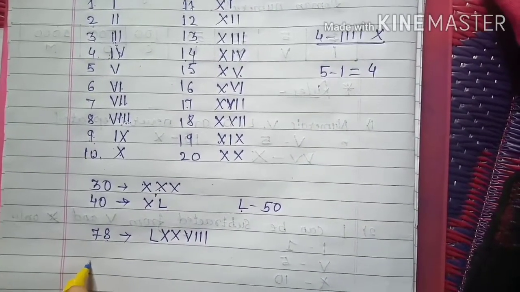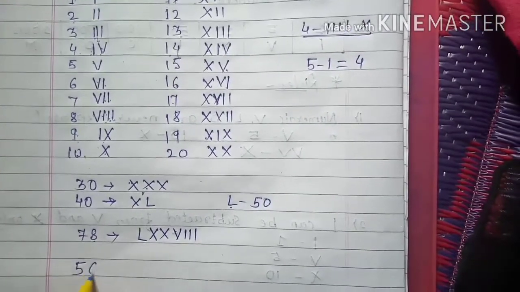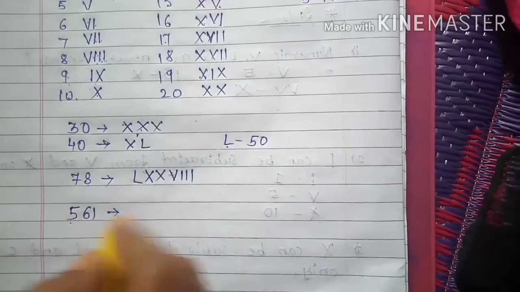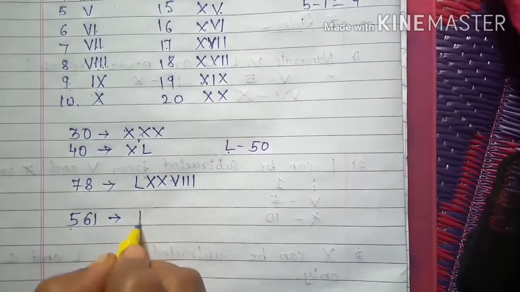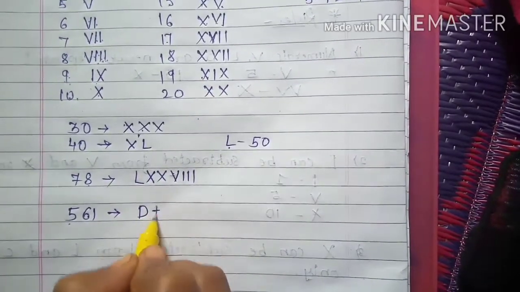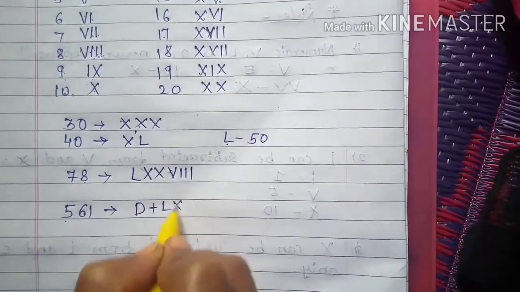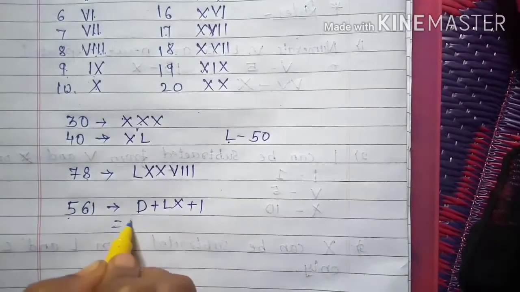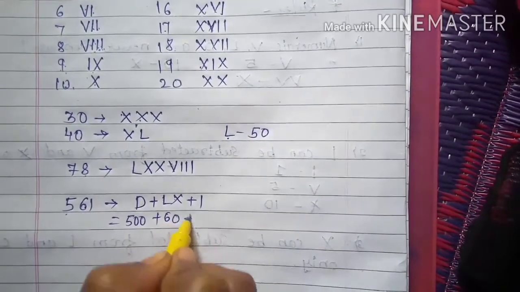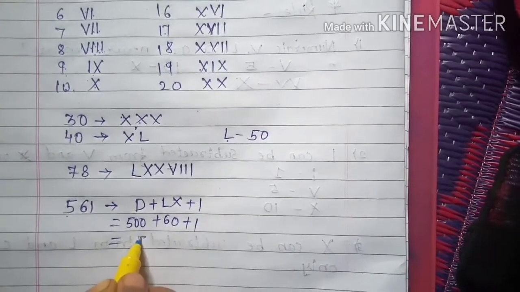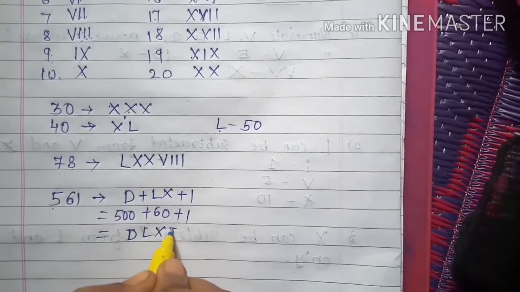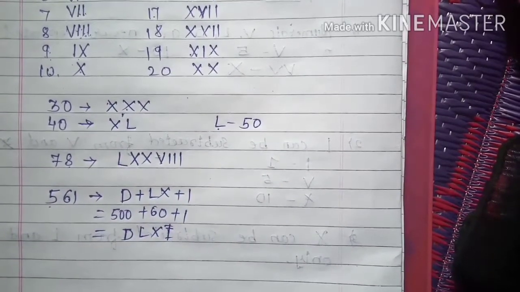Let us take one more example. 561. Now see here. 500 is there. 500 means D. Capital D means 500. 60 means L X, plus 1. This is 500 plus 60 plus 1. So 561 means D L X capital I.